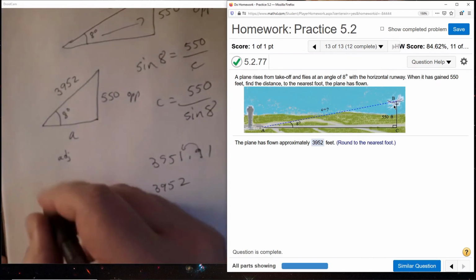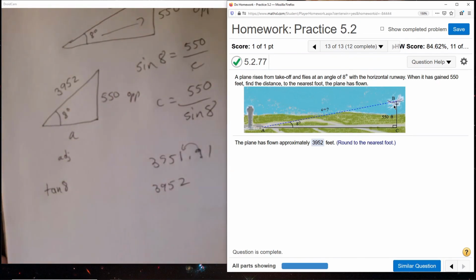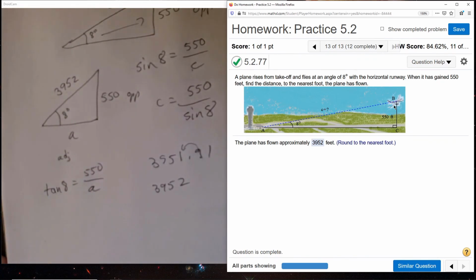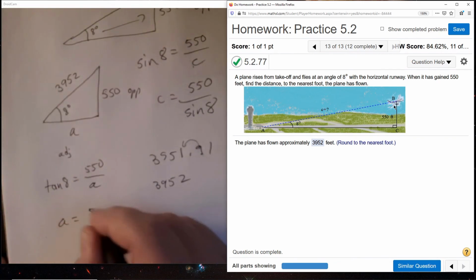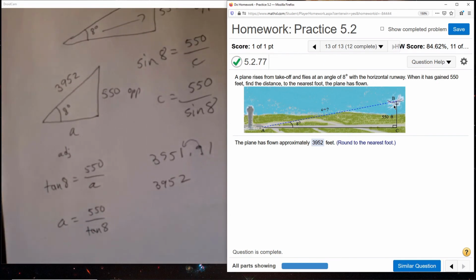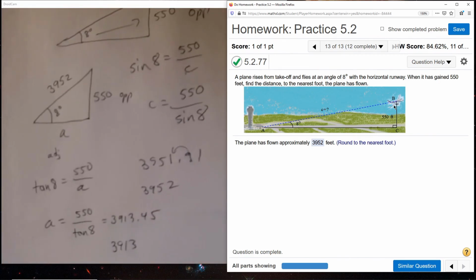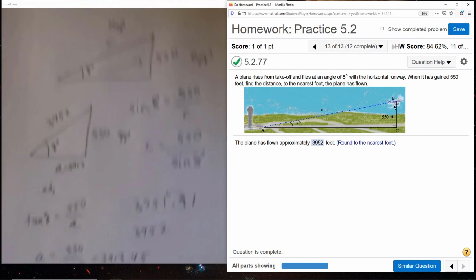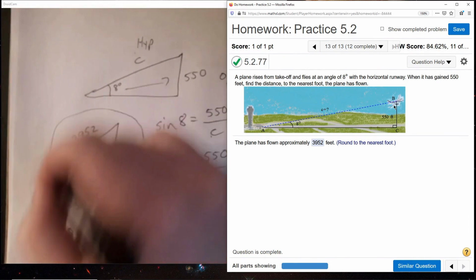And what function satisfies that? Well, that would be tangent. Tangent is opposite over adjacent. And now we can cross multiply to solve for A. I'm just going to punch that in real quick. So rounding to the nearest foot, 3913. And that would officially complete all the information for our right triangle.